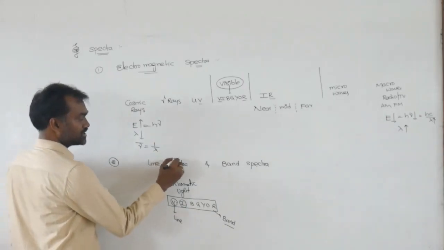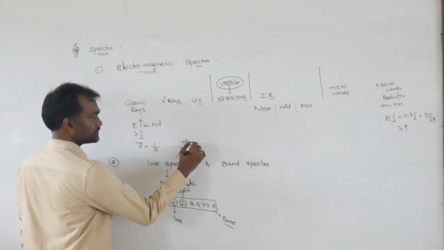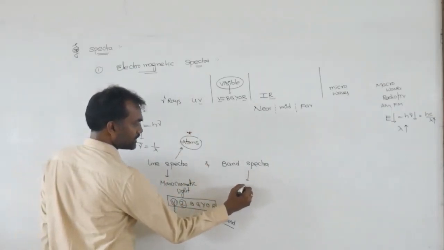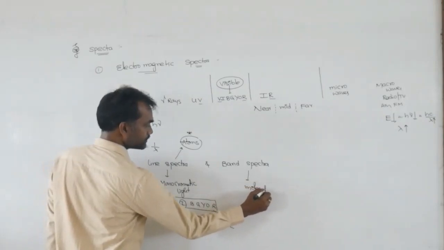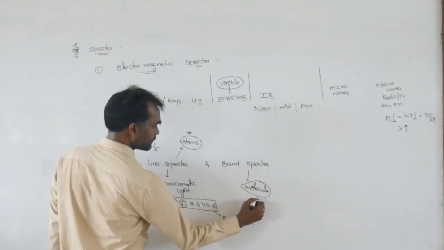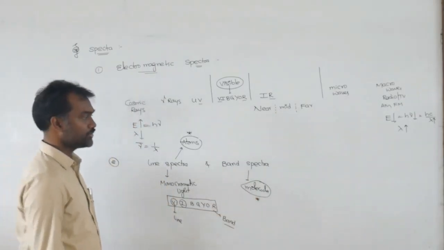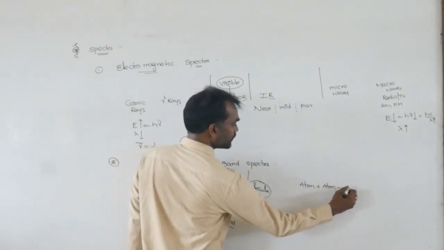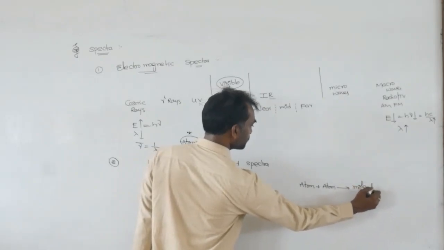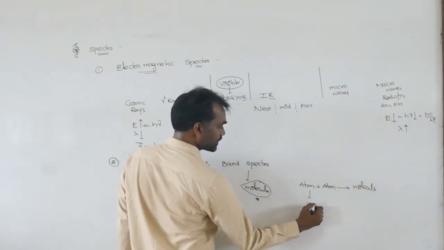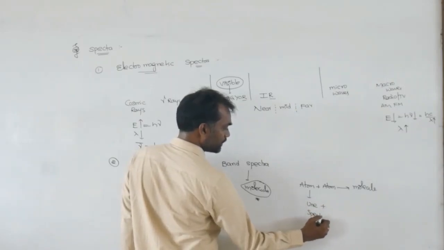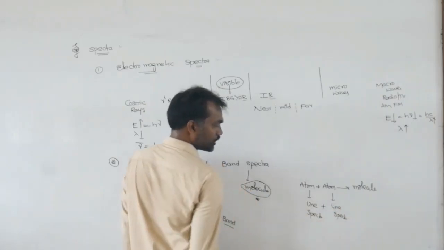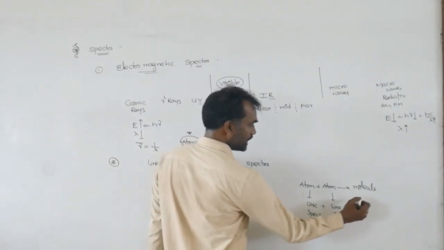Now a combination of so many colors or different wavelengths is called a band spectrum. And important, line spectra are given by atoms. Next, band spectra are given by molecules. Simply remember: atom combining with atom gives a molecule. The atom gives a line spectrum, so a line spectrum combining with another line spectrum, a combination of so many lines, gives a band spectrum.